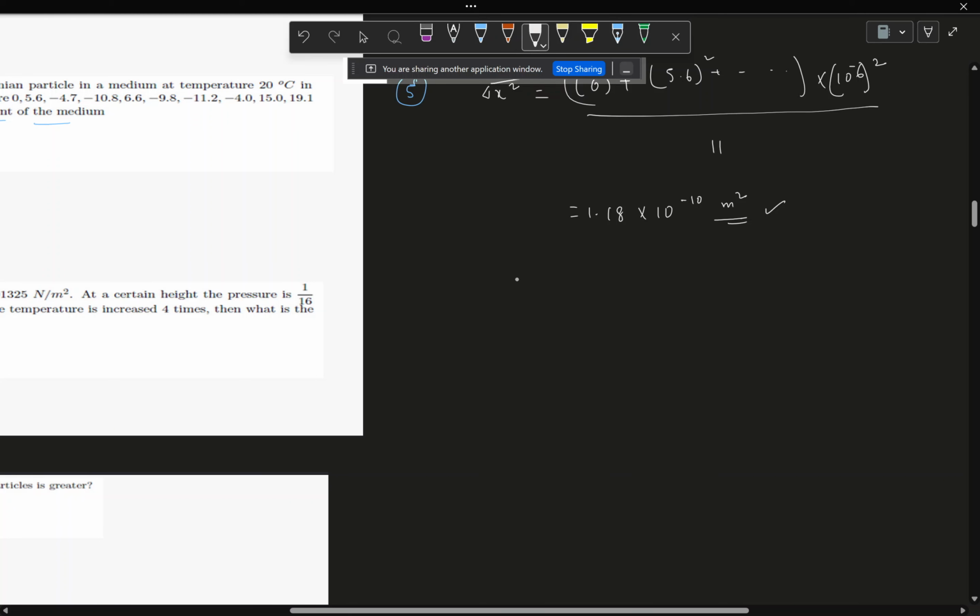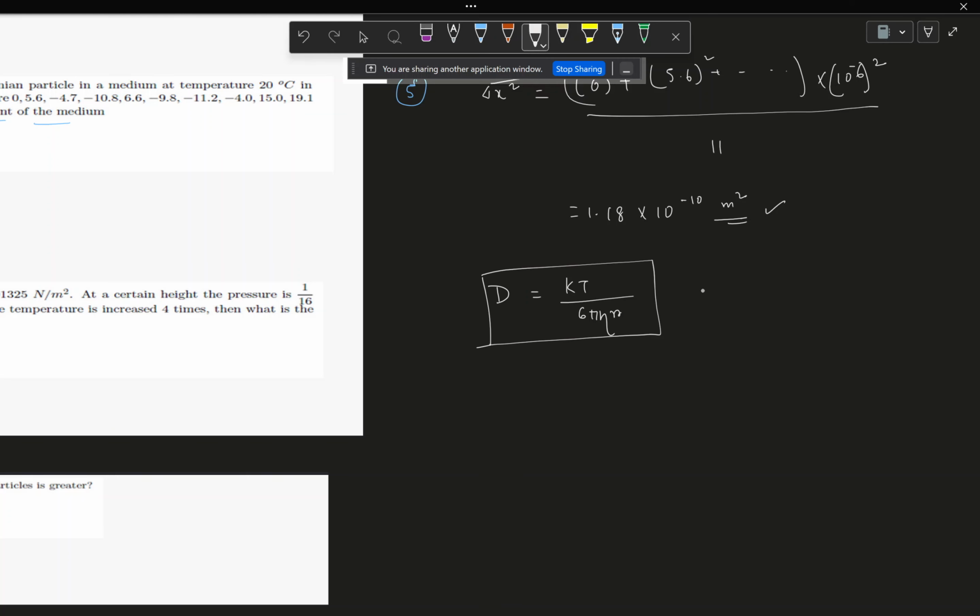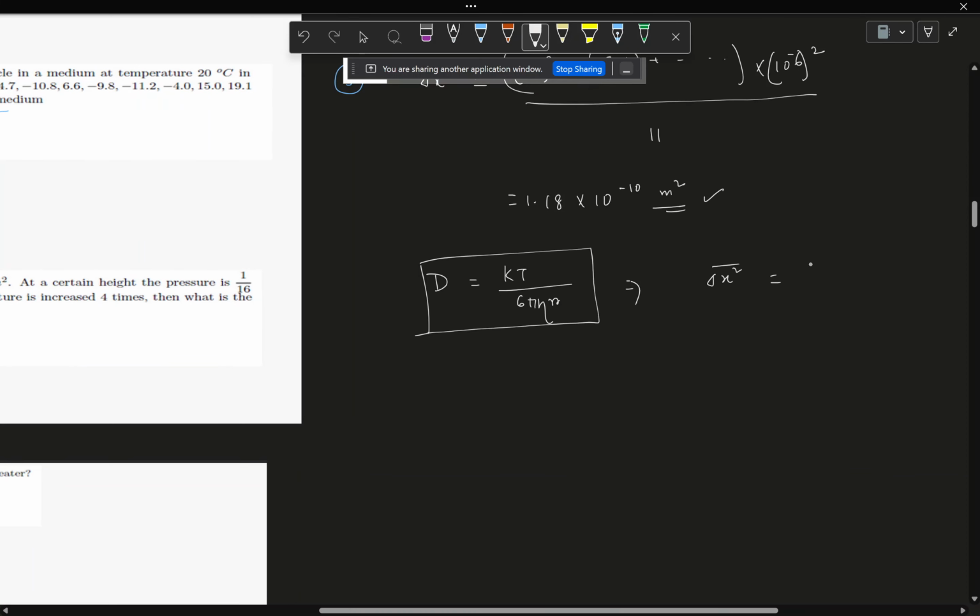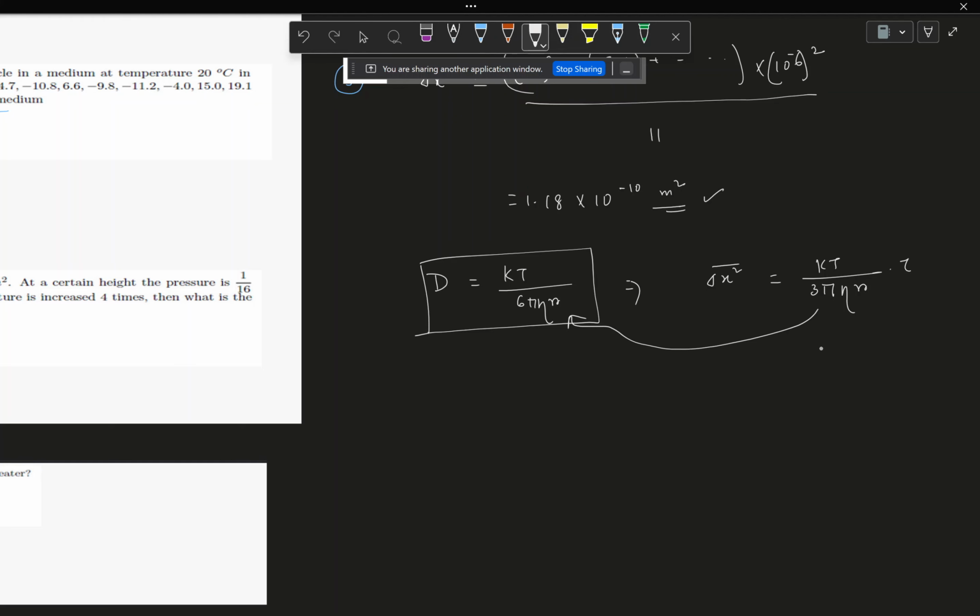Anyway, if this is your delta x squared, then the diffusion coefficient D can be defined from the formula as kT by 6 pi eta r. This is the formula that you will directly use. Also you know that in the Einstein equation, delta x squared is kT, where k is the Boltzmann constant, by 3 pi eta r into tau. So you can substitute this part here to get your D value.